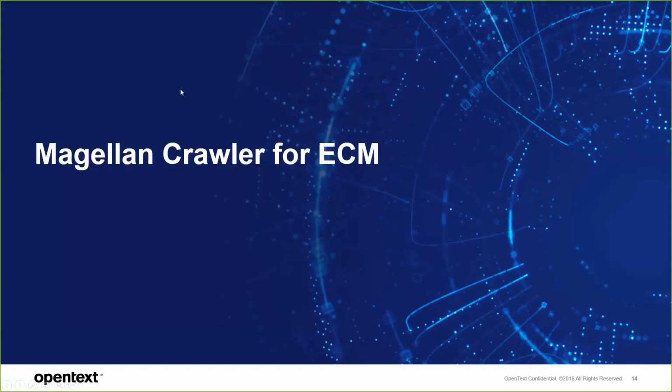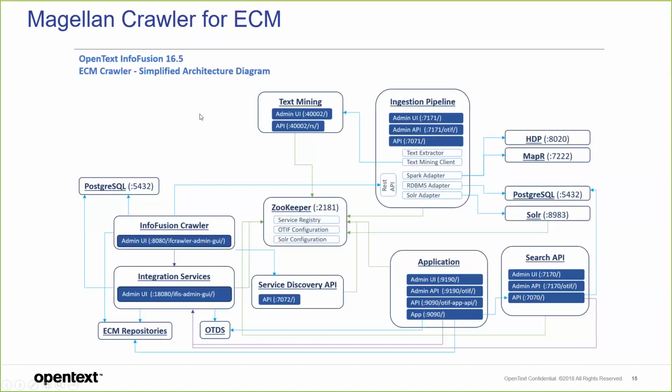The Magellan crawler for ECM is a little bit more complex. In this case, we have the crawler itself, and we have something called integration services. Think of integration services as a very sophisticated ETL tool that will move the data from whatever repository you want into the crawler. The different things about the pipeline are all part of it. That's very similar, and then which ECM repositories we support is different.